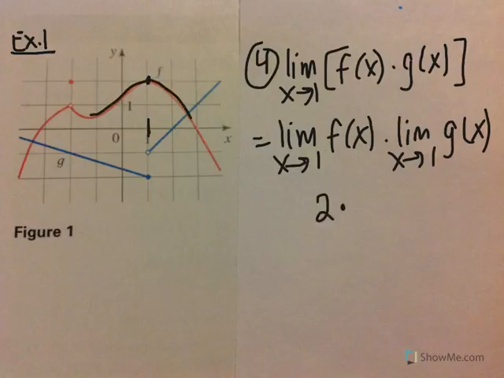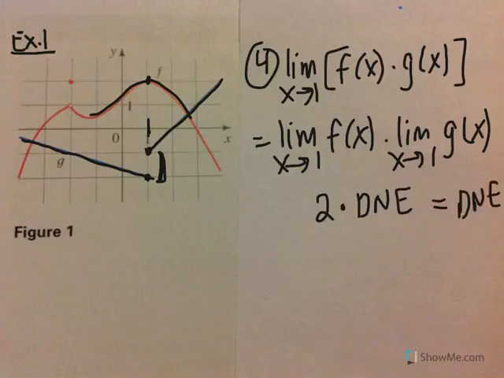So I get 2 times, and then as x approaches 1 from the negatives on g, it looks like it goes to negative 2, but when I approach 1 from the positives, it looks like it goes to 1. And because these go to two different values, this does not exist. If they went to the same number, it would. So basically, the limit isn't possible. It does not exist. So you can't multiply one that does and one that doesn't.